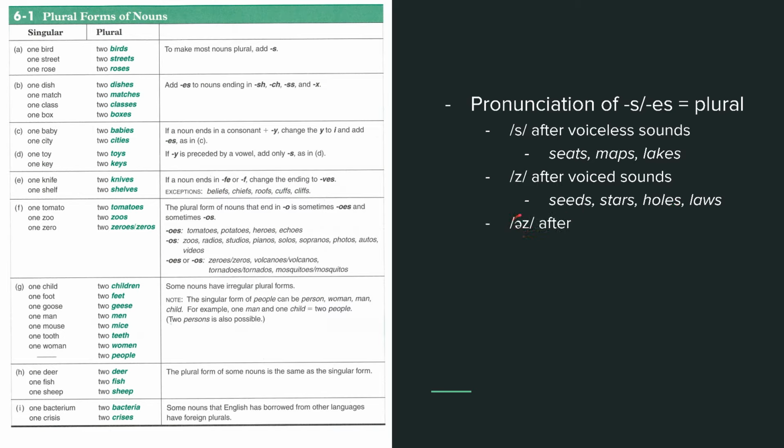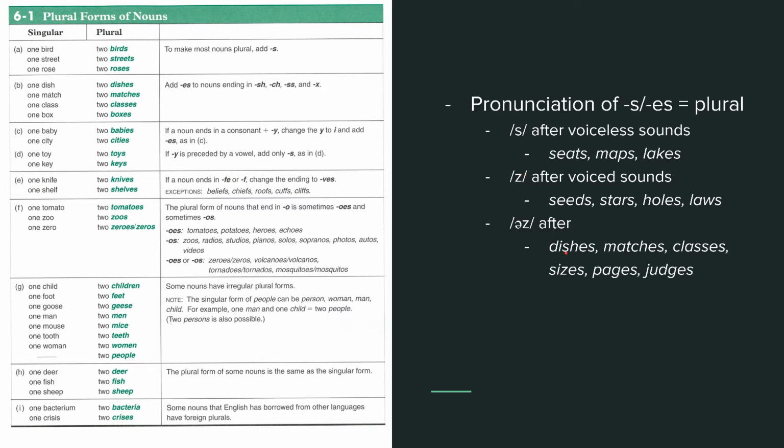And then it sounds like uz after sounds like sh, ch, s, z, j, or j. Okay, so dishes, matches, classes, sizes, pages, judges. So these two, s and z, don't add a syllable, but uz adds an extra syllable.